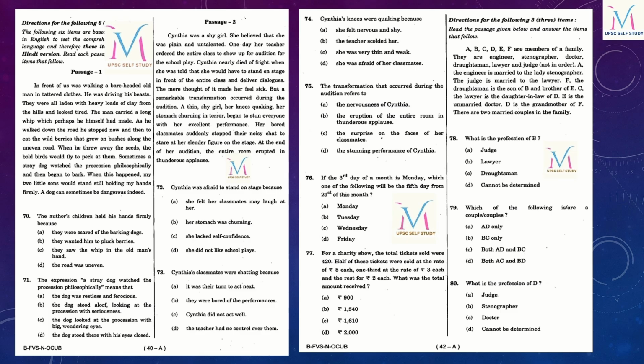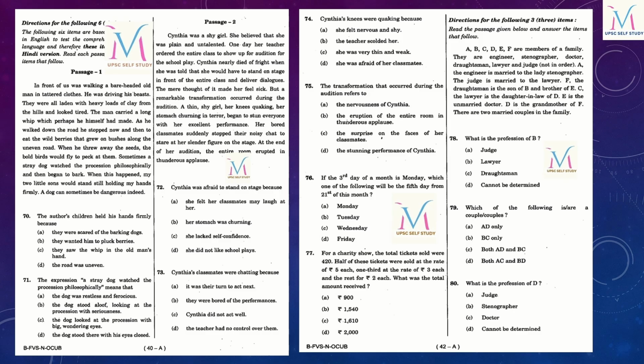And 75th. The transformation that occurred during the audition refers to the nervousness of Cynthia, the eruption of the entire room in thunderous applause, the surprise on the face of her classmates, the stunning performance of Cynthia. So the transformation that occurred during the audition is the nervousness of Cynthia. So, for the 75th question, the answer is A. Okay. And next, coming to the 76th question.